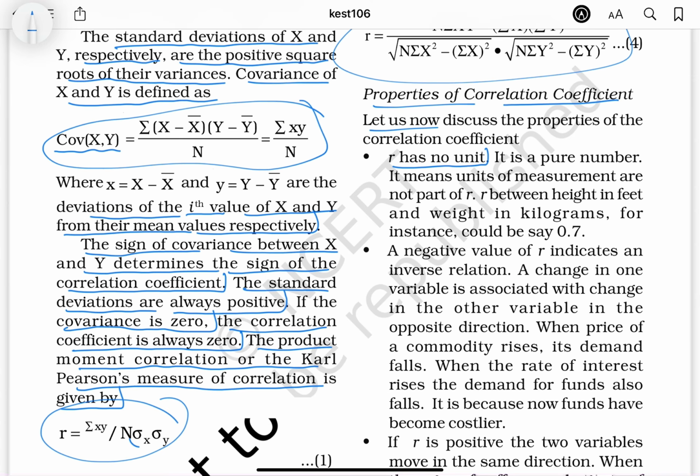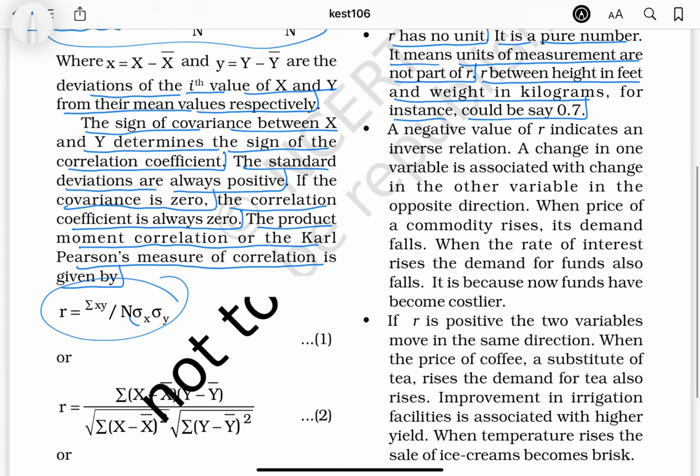R has no unit. It is a pure number. It means units of measurement are not part of R. R between height in feet and weight in kilograms, for instance, could be say 0.7.